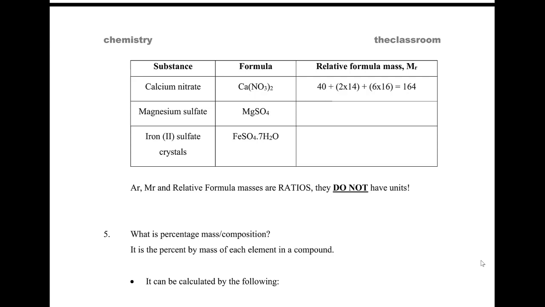So for magnesium sulfate, for example, we're going to take magnesium. This is 12 and 24. Sulfur is 16, 32. Oxygen is 8 and 16. So we're going to take the larger number. Remember, the AR is the number below.